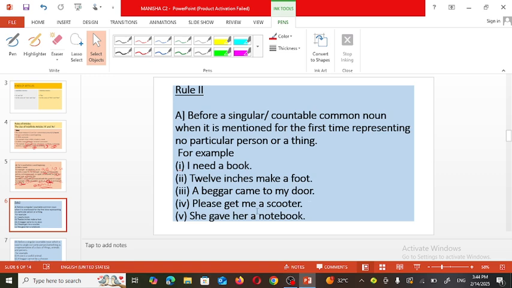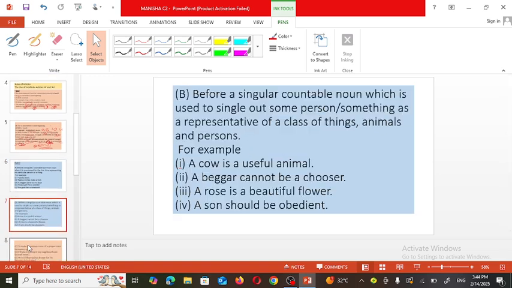Please get me a scooter. A scooter means that particular vehicle, so it can be any. She gave her a notebook. So a notebook is given. It can be any notebook. So you are able to understand that we use articles before singular and countable nouns. Now see the next rule. Before a singular and countable noun which is used to single out some person or something as a representative of a class of things or animals or persons, means that particular category.